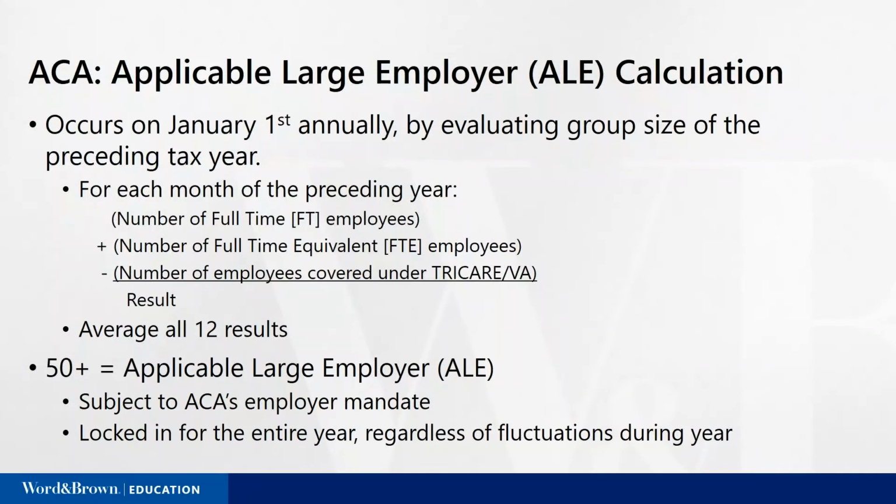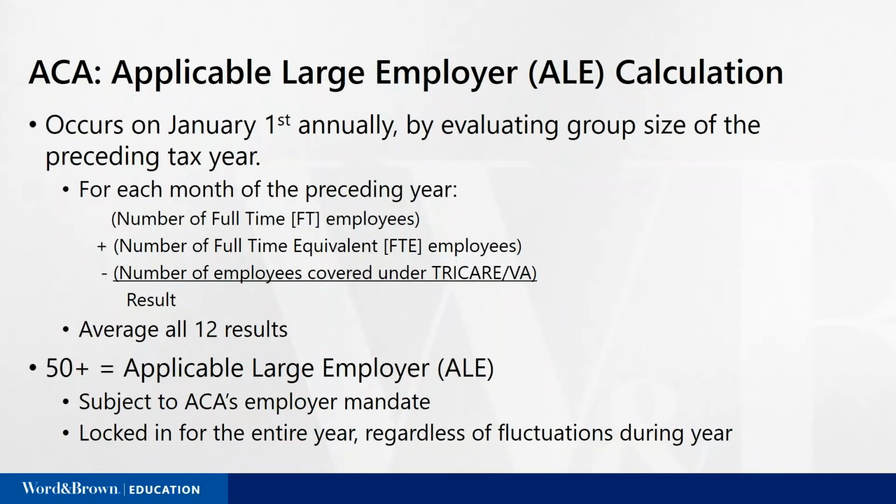So on or around January 1st, for each month of the preceding calendar year, you want to total your number of full-time employees, add your number of full-time equivalent employees, and subtract any number of employees covered under TRICARE or VA on a monthly basis. That will give you a result for each month. Once you get a result for all 12 months, you want to divide that number by 12 to get your average group size in the previous calendar year.